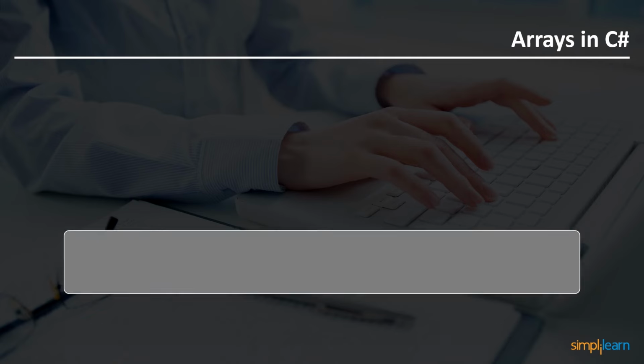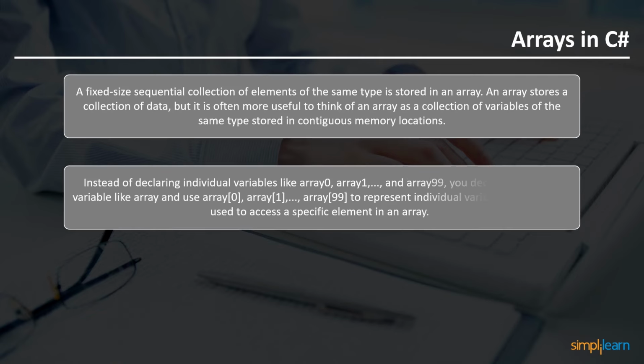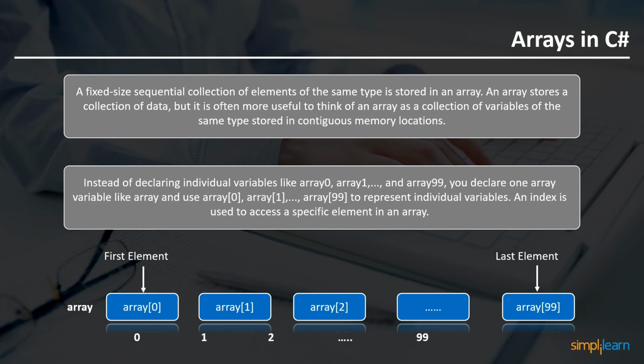Following that, we will learn about arrays in the C# programming language. A fixed-size sequential collection of elements of the same data type is stored in an array. An array stores a collection of data, but it is often more useful to think of an array as a collection of variables of the same type stored in contiguous memory locations. Instead of declaring individual variables like array0, array1, array2, and so on up to array99, you declare one array variable, like array, and use array[0], array[1], up to array[99] to represent individual variables. An index is used to access a specific element in an array.